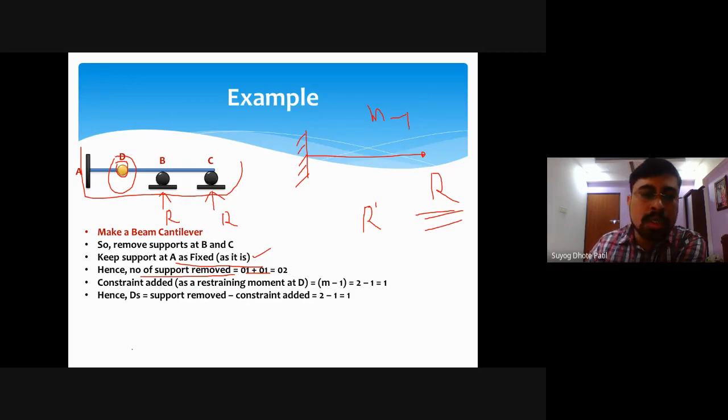Hence ds will be equal to support removed minus constant added. So 2 minus 1 is 1. So the beam is indeterminate to degree 1. Simple.